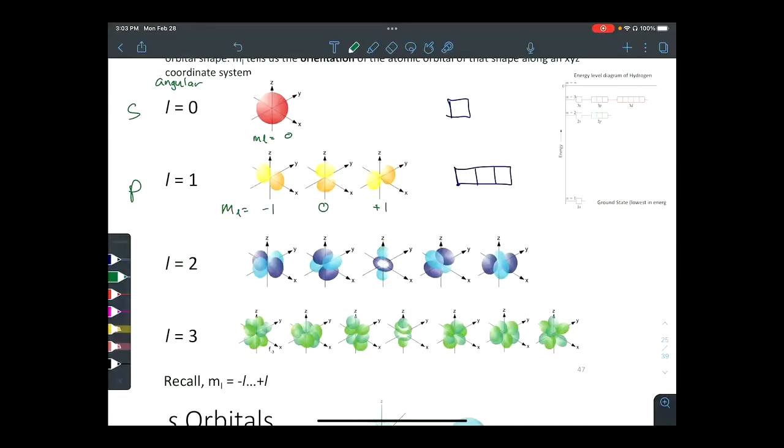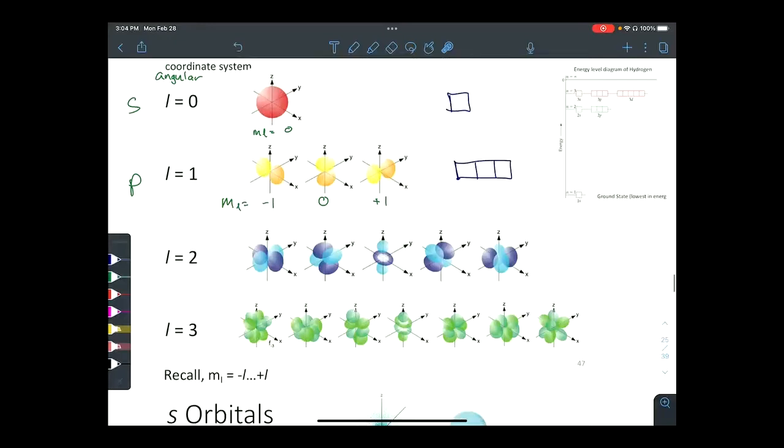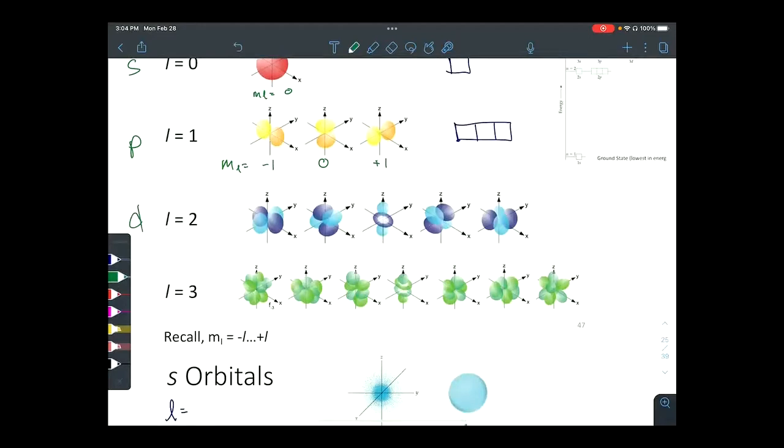We can have our dumbbells aligned on the z-axis, so up and down, or we can have them aligned on the x-axis or the y-axis. So each one of those shapes corresponds to a different m sub L, or orientation quantum number. And how I usually like to represent it is as 3 boxes. So you can see 3 boxes, 3 orientations, is a p-type orbital. And this could be 2p or 3p, depending on what energy level we are in. And so now you kind of see the trend, right?